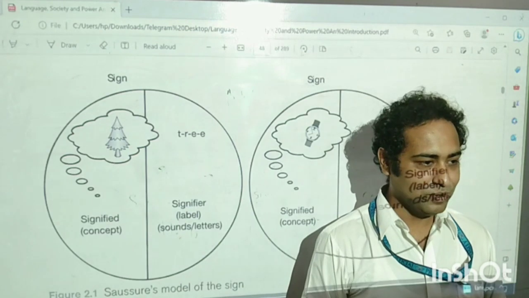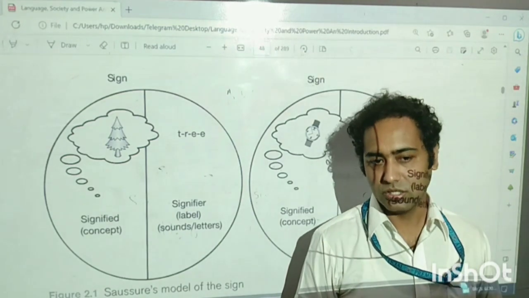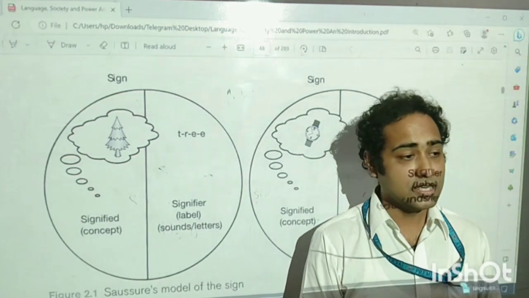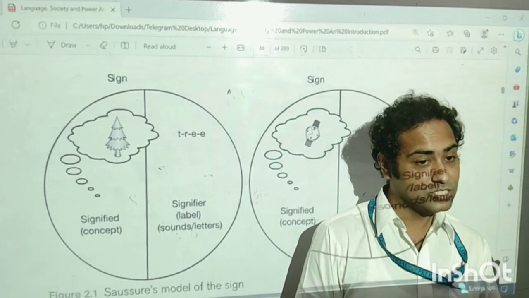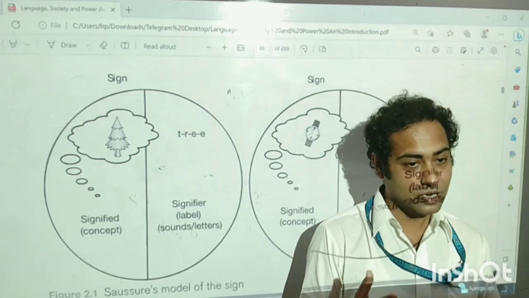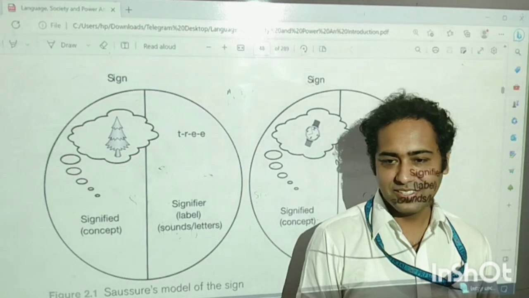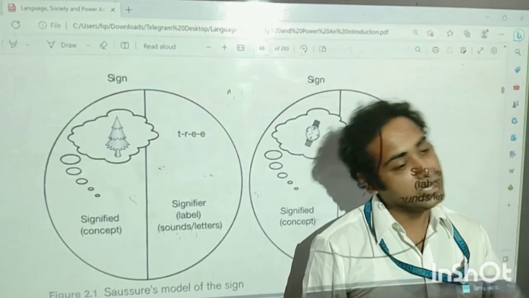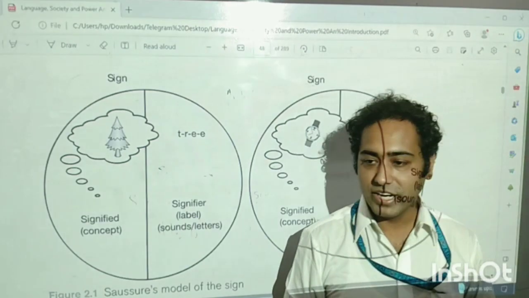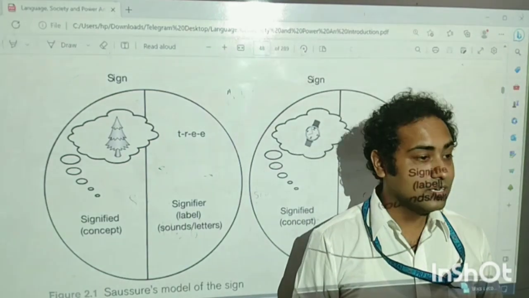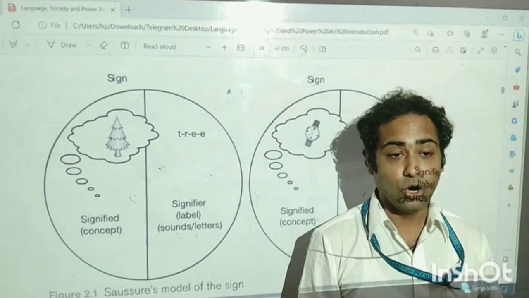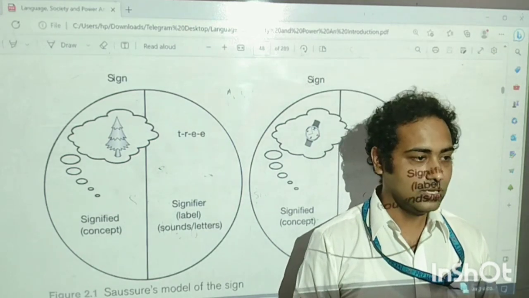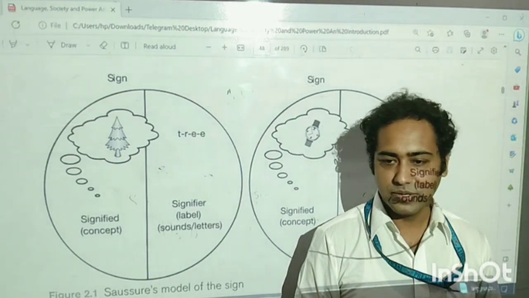Let me give you another example. Suppose when I say dog, you understand. When I say chien in French, the same dog, you don't understand. So one simple object has different names in different languages. And one very interesting concept is this: do you believe in God? So let's believe in God. We have to believe in God.